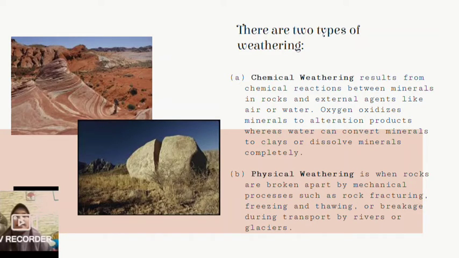Firstly, chemical weathering results from the chemical reaction between minerals in rocks and external agents like air or water. Oxygen oxidizes minerals to alteration products, whereas water can convert minerals to clay or dissolve minerals completely. Physical weathering is when rocks are broken apart by mechanical processes such as freezing and thawing, or breakage during transport by rivers or glaciers.